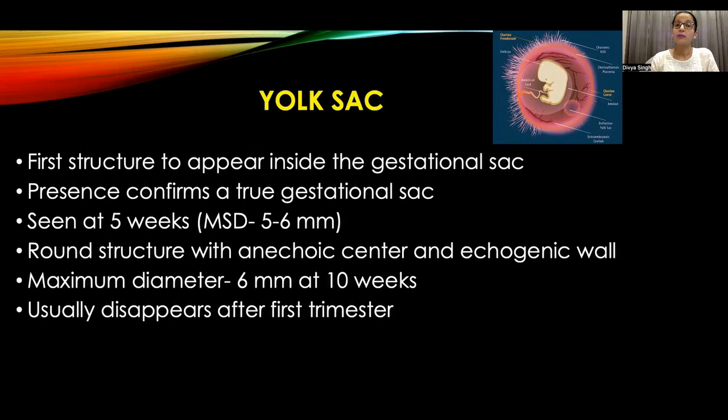Now, it's important to remember that you can see the normal yolk sac between 11 to 14 weeks when you're performing the NT scan, and you should not mistake this anechoic structure with a thick wall for some kind of a cyst within the gestational sac, because we've often seen some referrals of people talking about some cyst seen within the gestational sac in the 11 to 14 week scan when it was nothing but a normal yolk sac.